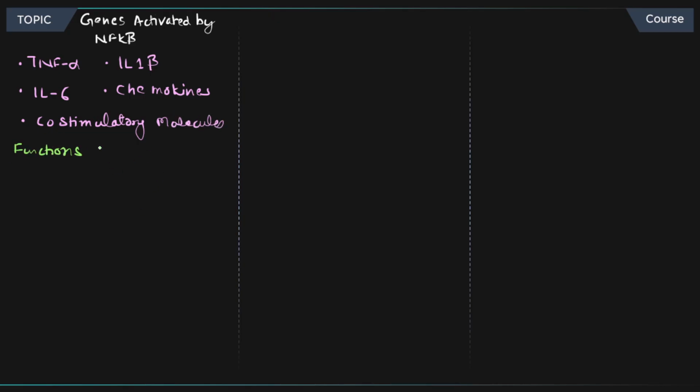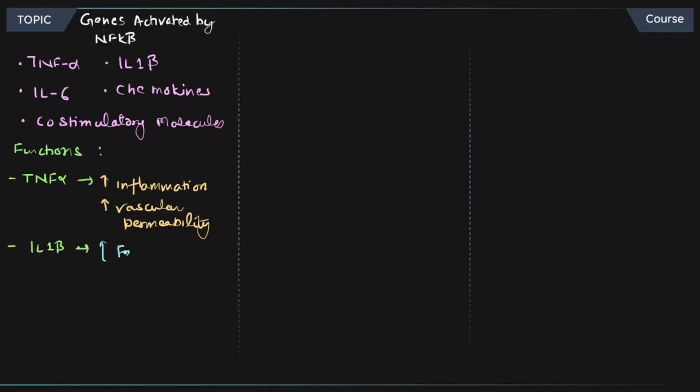Functions. Let's talk about functions. Like TNF-alpha, this is really important. It increases the inflammatory process, so it's a pro-inflammatory cytokine. It enhances the inflammation. Also, vascular permeability is enhanced. So whenever there is TNF-alpha release, it's going to cause high inflammation. IL-1 beta also increases fever and inflammation. So it's also a pro-inflammatory cytokine, right?